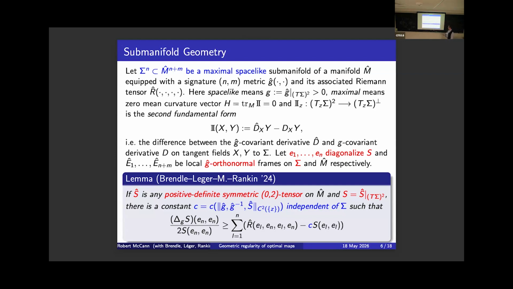And so the claim is the following: if I look at the G Laplacian of S, and I evaluate it in one of these directions here, and I look at the ratio of that to S in the same direction, there's a lower bound for that, which involves a partial trace of the Riemann tensor where the trace is just over the submanifold directions, so the sigma n directions. And then there's some correction term with a constant in front of it, and that may be large, but the constant only depends on these ambient objects, and it doesn't depend on which submanifold I've chosen.